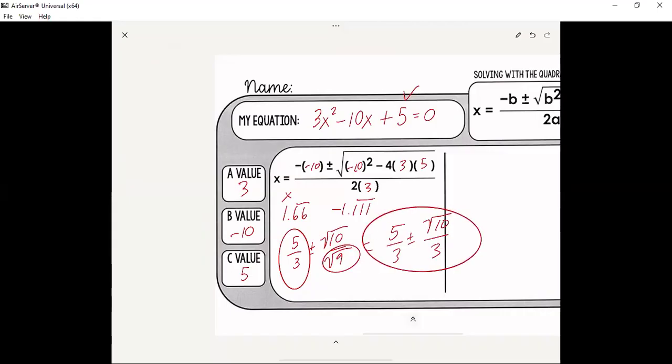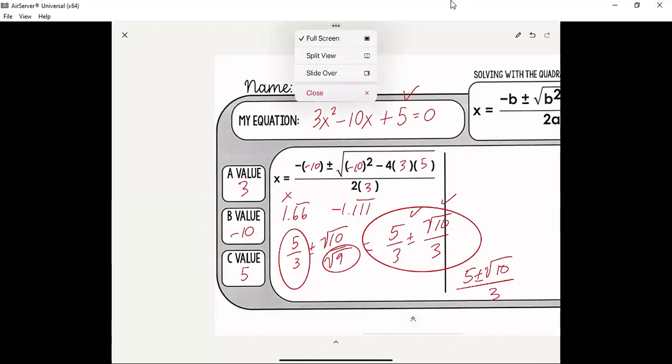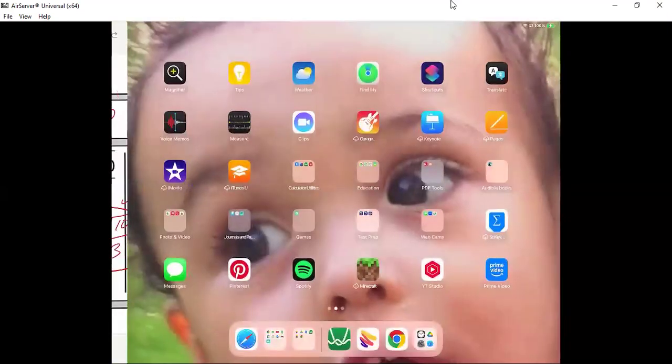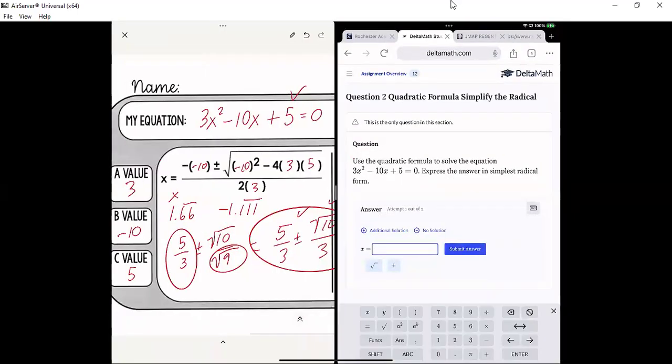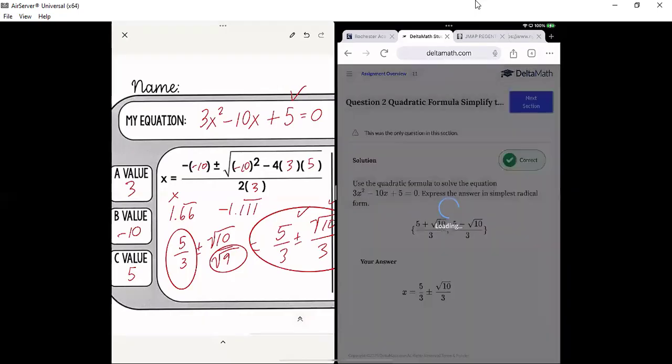Now you can write it with the common denominator. You could do it this way as well, right? But I would suggest you just split it like this. So now I can go ahead and enter this. Let's go split, and let's go to the question. And I'm going to do divide, and then I'm going to do 5 over 3, and then plus or minus. On top is going to be the square root of 10, and on the bottom, the square root of 9 is a positive 3. So there we go, and that's the answer.